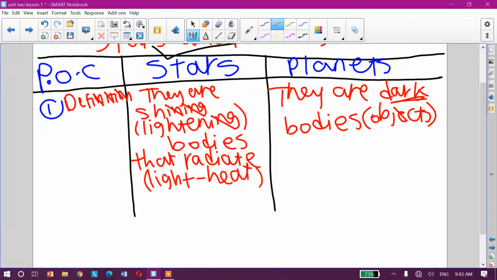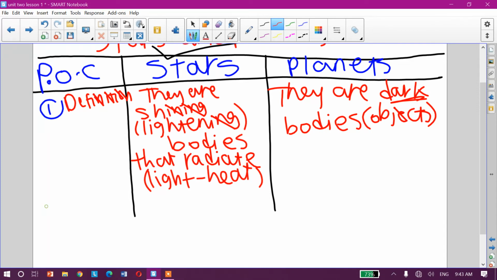What else? The moons, yes, they are also dark bodies. But where is the difference? The difference is that moons emit, radiate? No, they reflect. Reflect what? Fallen sunlight on its surfaces. Yes, or surface.